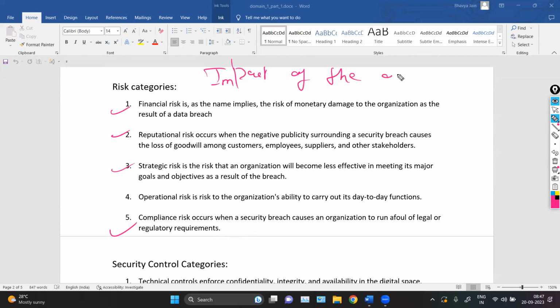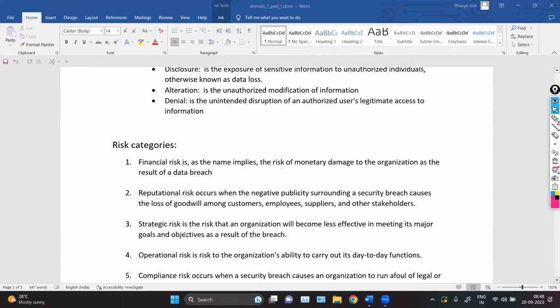What is the impact of the attack? Risks can arise in combination, and they can also arise individually. It can be anything, which totally depends on what the actual impact of the attack on the company is. So these are the risk categories. I hope this much is clear. Is there anything anyone wants to ask up to here? Any doubt? Any questions?